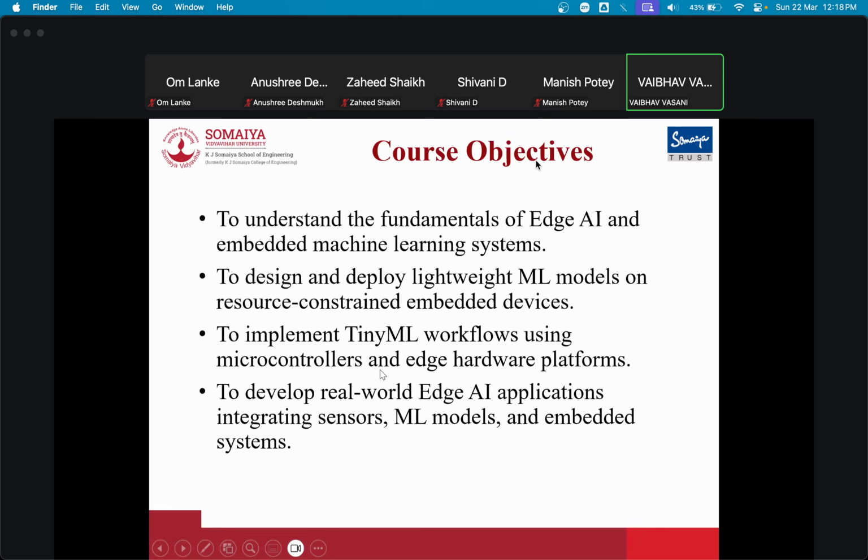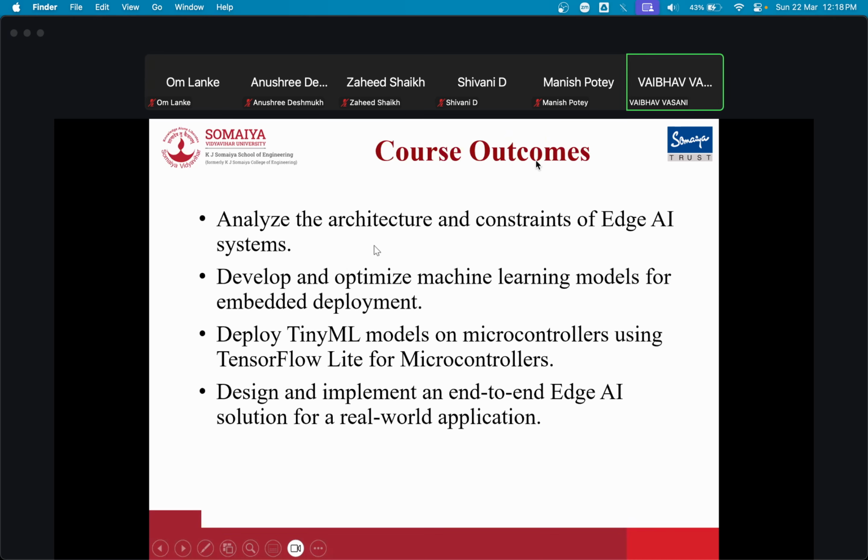So these are the course objectives and these are the course outcomes, where the first outcome talks about analyzing the architecture and constraints of Edge AI systems. When I'm saying Edge AI, we know that we are running AI applications, deep learning models, AI models, LLM models, and NLP models on the systems. But that's not always the case.